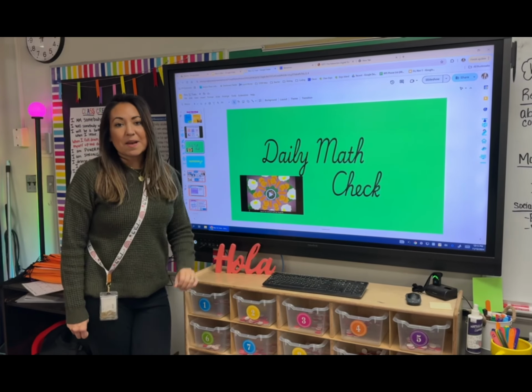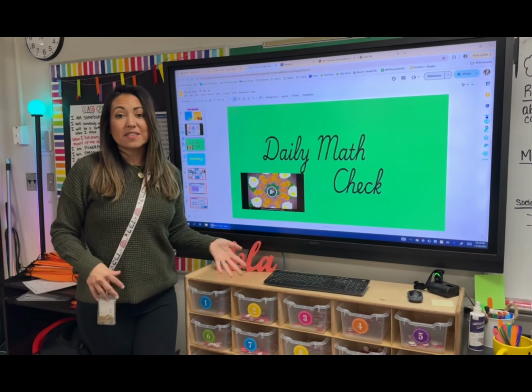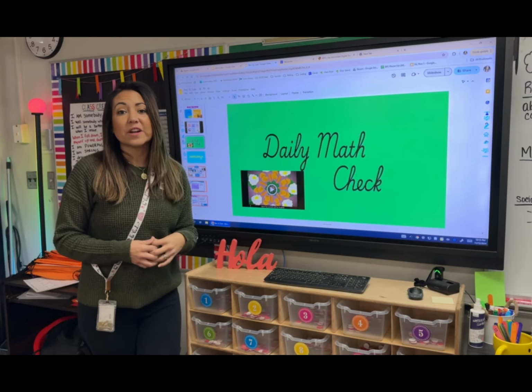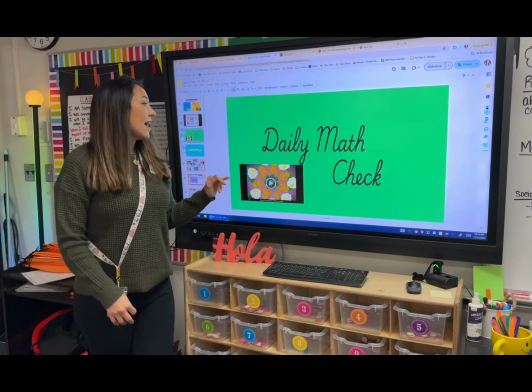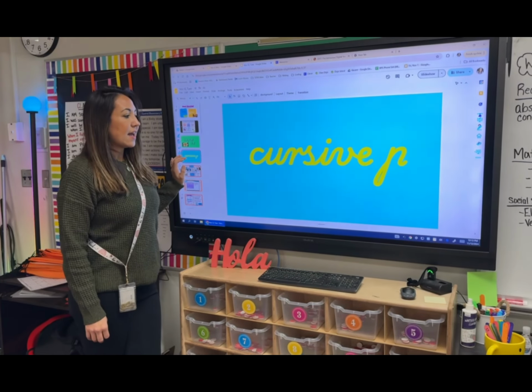Then we check our daily math. So in the morning when they come in, they do daily math, and then we come together as a group and we go over each problem and how to work it out and how different people solved it, and brainstorm some ways that it can be done.